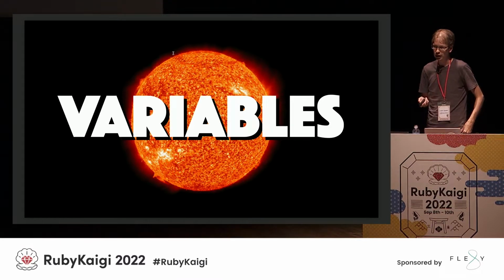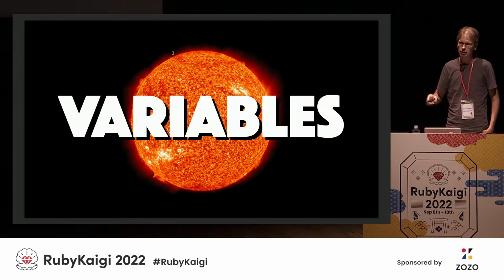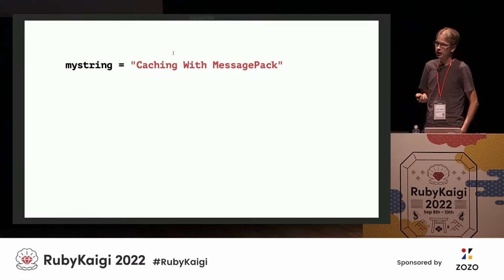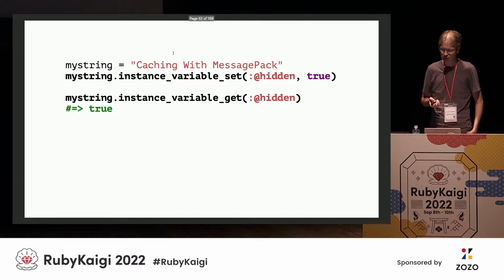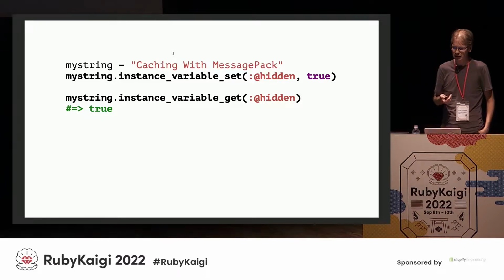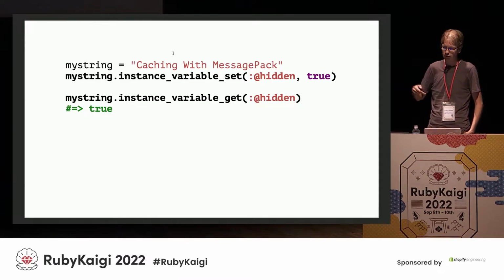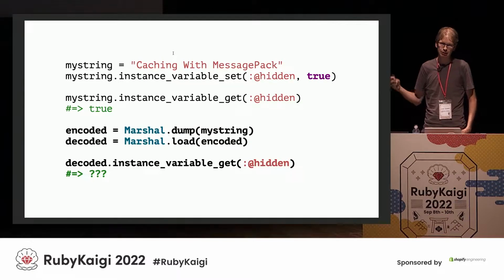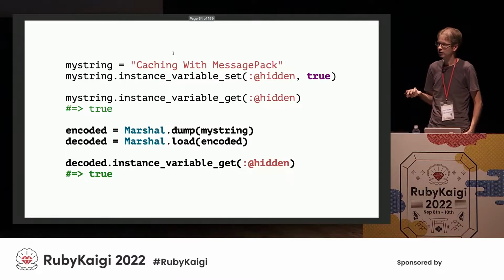Okay, the next thing that's important is variables. Objects can have instance variables, but other things that you wouldn't think of as having instance variables can also have instance variables. So for example, if we have a string, you might not do this very often or ever, but you can do this if you want to in Ruby. You can say instance variable set, you can just set some variable, you can fetch it and Ruby will give it back to you. So if you put that through Marshal, you might not think about this, but what actually happens? Does Marshal actually correctly track that information? And in fact, the answer is it does.